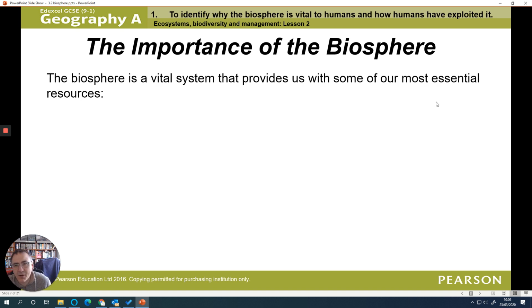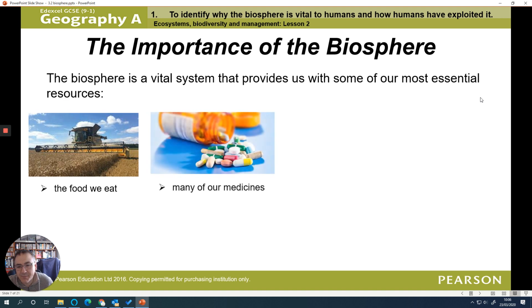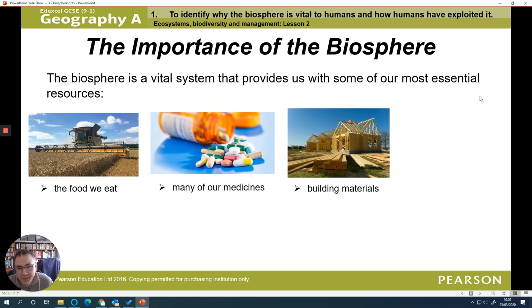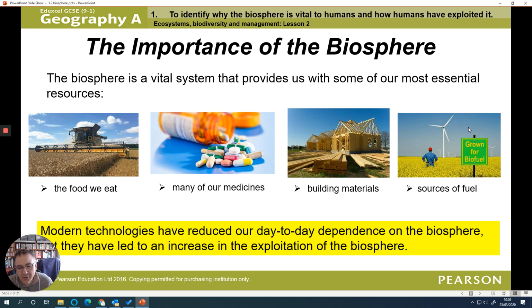Now, biospheres are vital for us and vital for everything that happens on the Earth. They provide us with the food we eat. They provide us with many of our medicines. They provide us with the building material for our homes. And they are a source of fuel as well. Modern technology has maybe reduced our dependence on the biosphere, but it's also led to us using it even more. So for the extraction of building materials, for example, or the getting rid of forest to create more farmland.